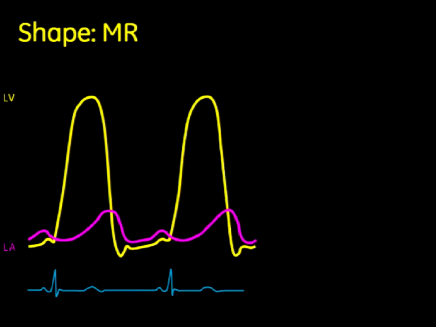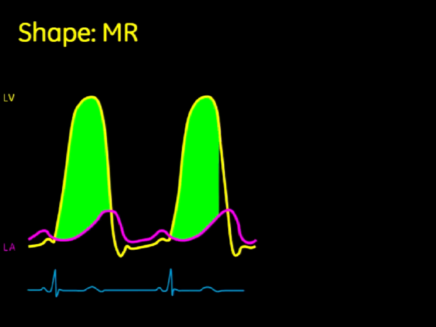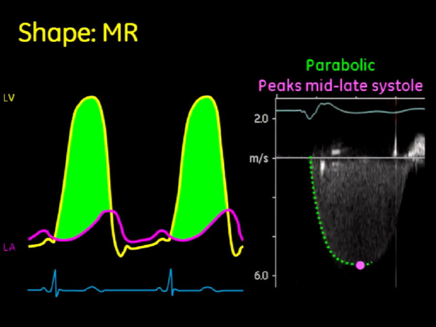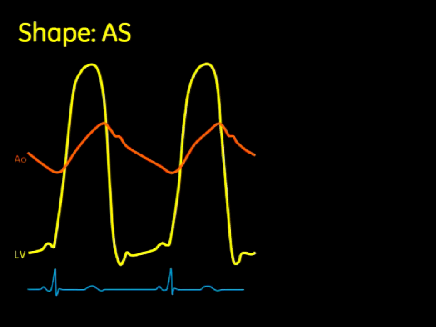So remember, with mitral regurgitation, this is going to tell us the pressure gradient between the left ventricle and the left atrium during ventricular systole. So essentially what we can see is that the velocity is relatively high throughout most of the systolic period, and as a result we have this parabolic shaped signal which peaks in mid to late systole. With aortic stenosis, this will tell us the pressure gradient between the left ventricle and the aorta during ventricular systole.